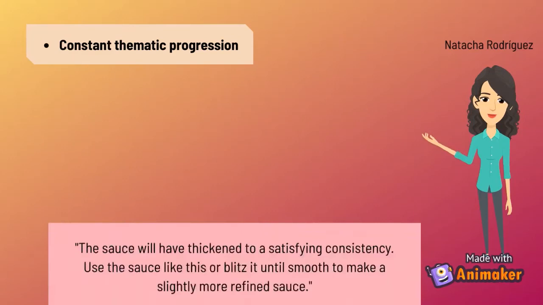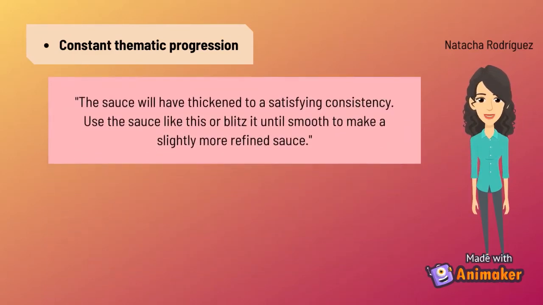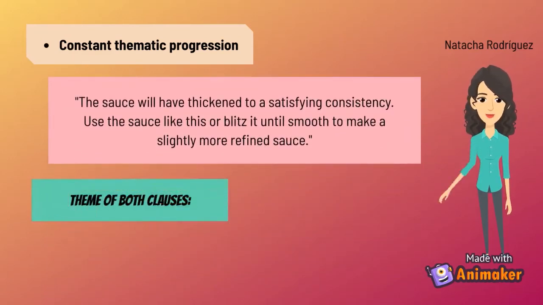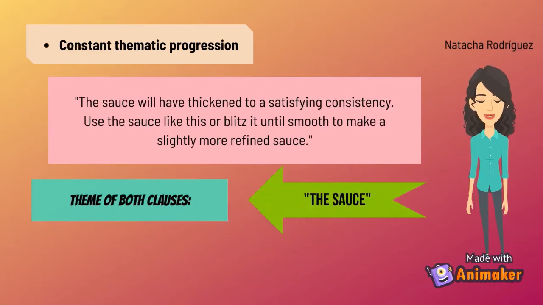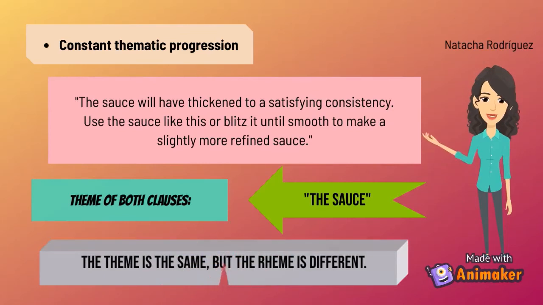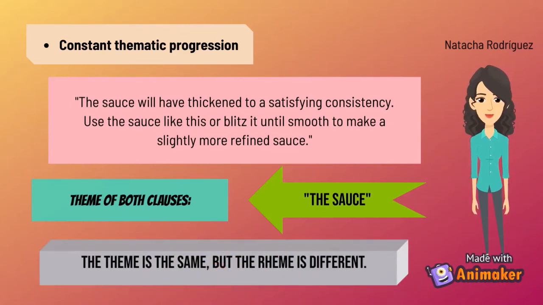Let's explain with the following example. In the paragraph, the theme of the first and second clause is the sauce. However, the rheme is different since both clauses are saying different ideas about the theme. So, the theme is the same, but the rheme is different.